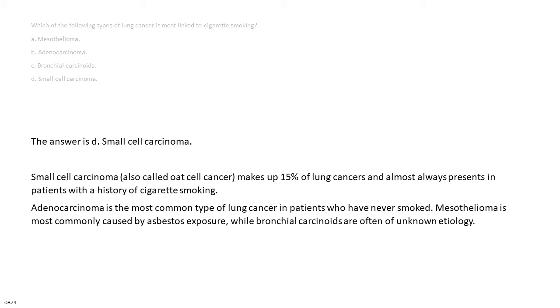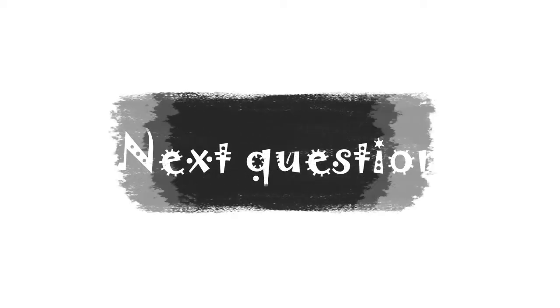Small cell carcinoma, also called oat cell cancer, makes up 15% of lung cancers and almost always presents in patients with a history of cigarette smoking. Adenocarcinoma is the most common type of lung cancer in patients who have never smoked. Mesothelioma is most commonly caused by asbestos exposure, while bronchial carcinoids are often of unknown etiology.